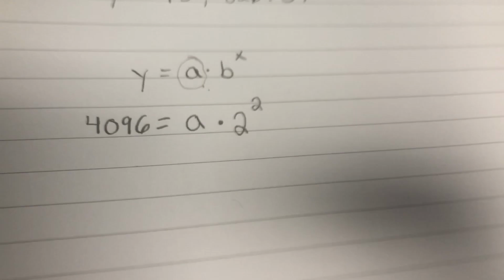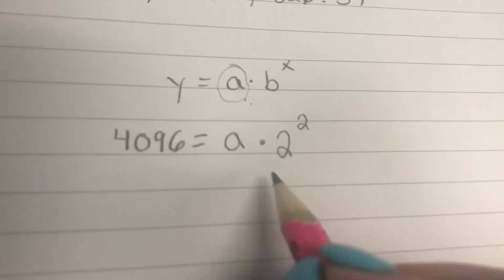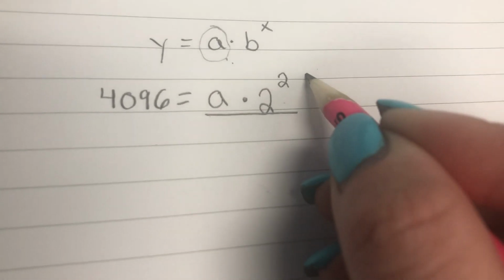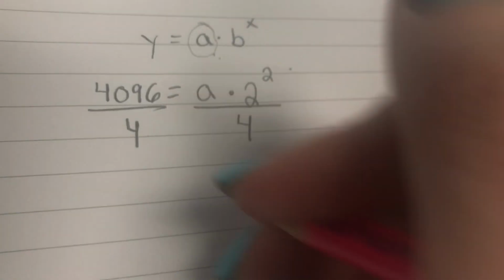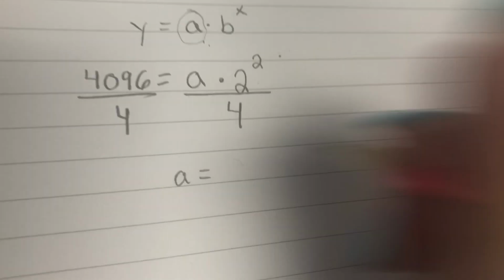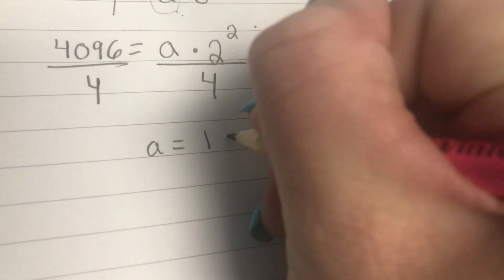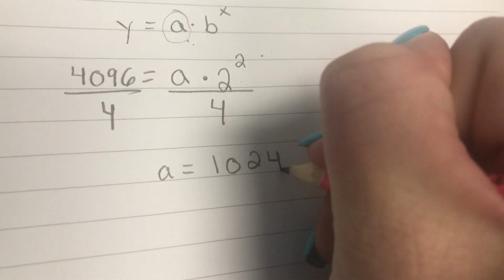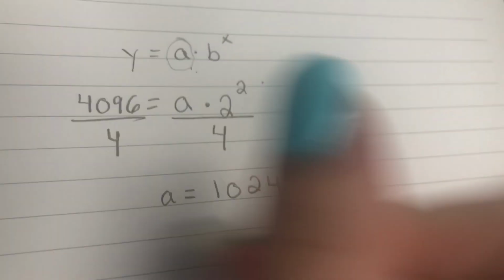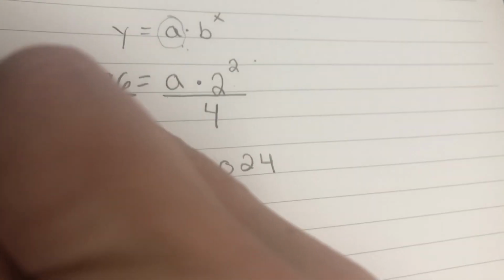4,096. Okay, so I need to rearrange this by dividing this side by 2 squared. So divide this side by 4, divide this side by 4. My a value will then be 1,024. So that's the initial bacteria.